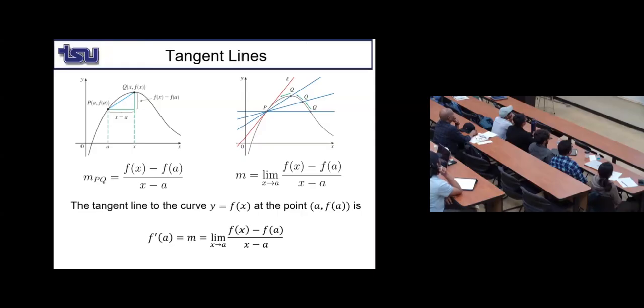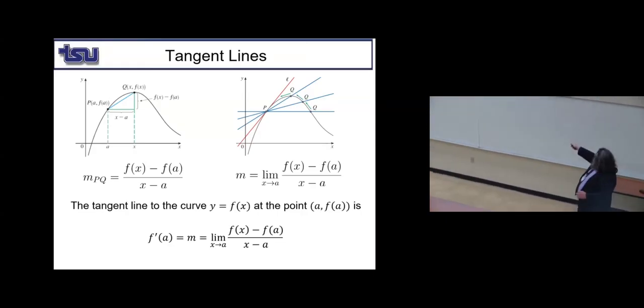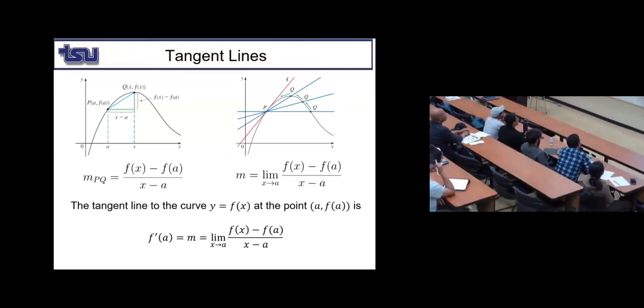Now, if I want to know the slope of the tangent line right at P, I can compute the slope of the secant line between P and some point Q over here, but then I can imagine sliding this point Q towards P. And as I do that, I wind up getting a whole bunch of these secant lines, but as Q moves closer and closer and closer to P, equivalently, as this point x moves closer and closer to a, the slopes of these secant lines get closer and closer to the slope of the tangent line.